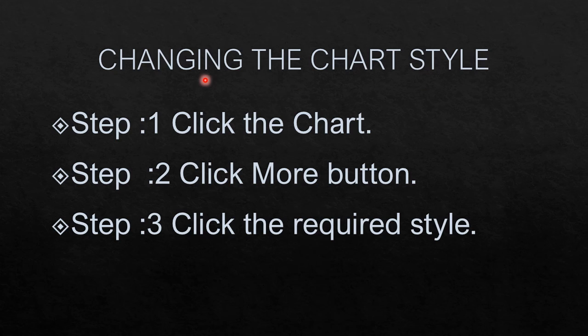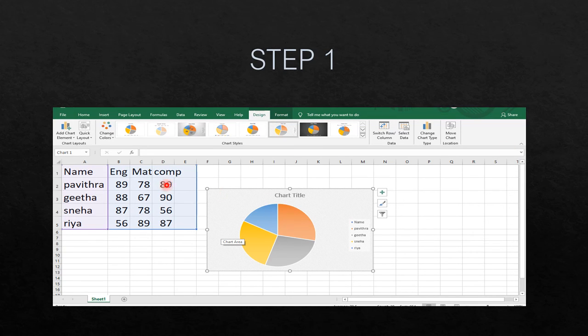Next we are going to see how to change the chart style. In step 1, click the chart, and step 2, click more button, and step 3, click the required styles. Here the same procedure is followed. In first step, you select the cells within the table and click the Design tab. If you click the Design tab, they have varieties of kinds of pie chart.